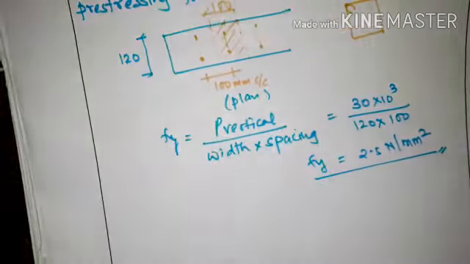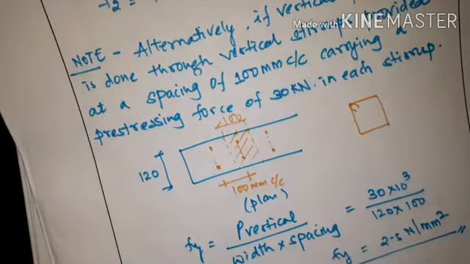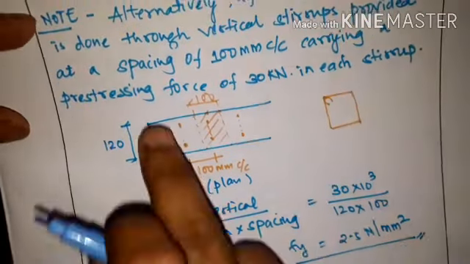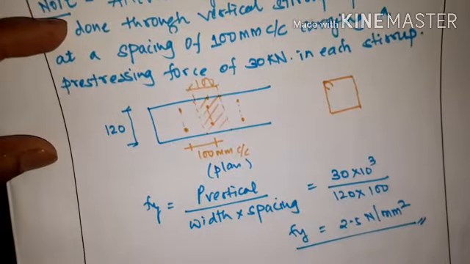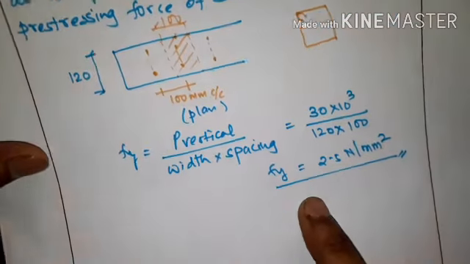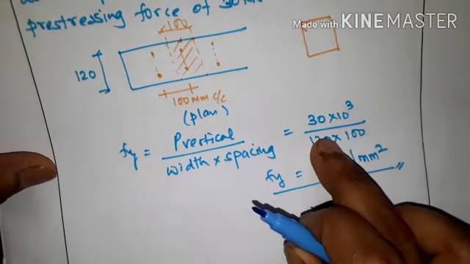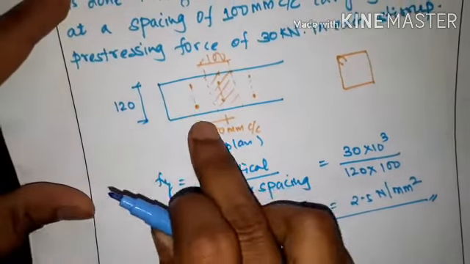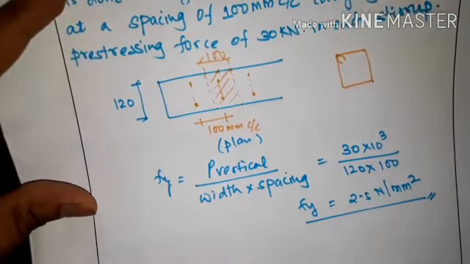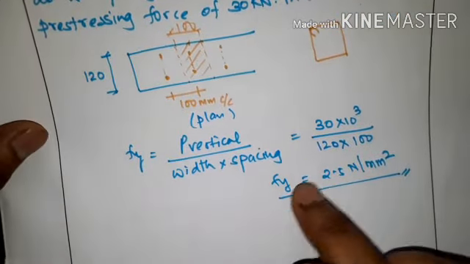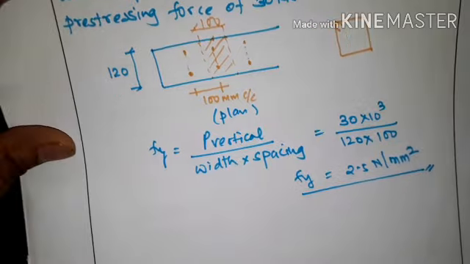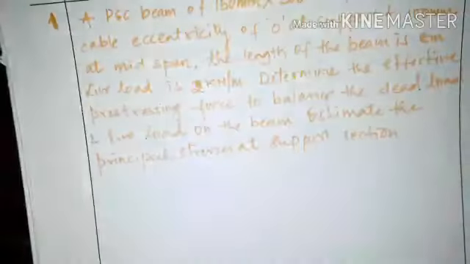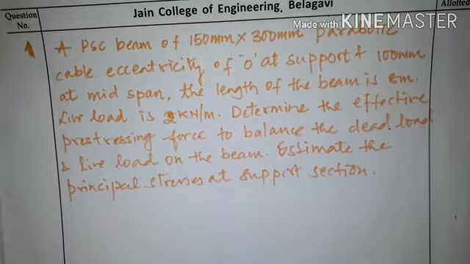Okay, so I think you people have understood. Suppose the pre-stressing force is given, so that time we can calculate the pre-stress, that is Fy, like this. For that the stirrup spacing should be required, so that we can use here and we can calculate Fy. Okay, thank you. So we will solve one more problem.